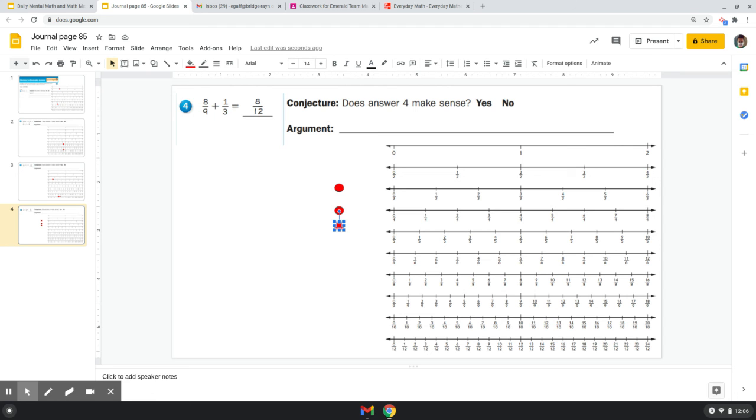This number line in the back of your math journal is a great resource for you whenever you need it, and I hope that you take advantage.